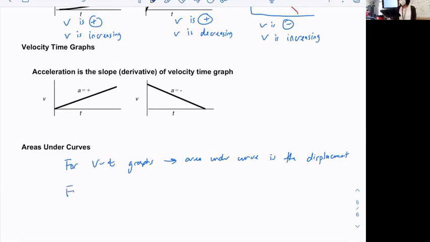And even though we don't often graph them for an acceleration time graph, the area under the curve shows the change in velocity.